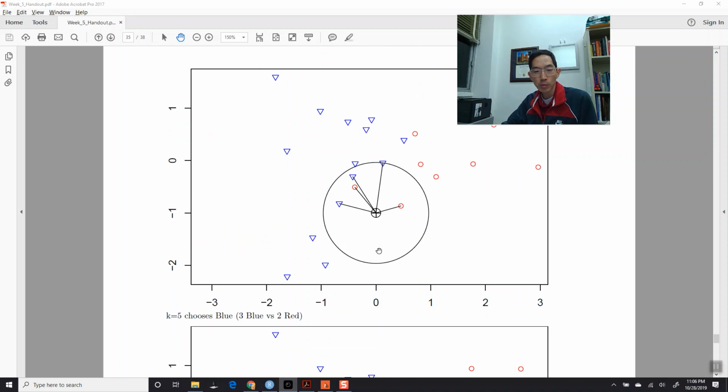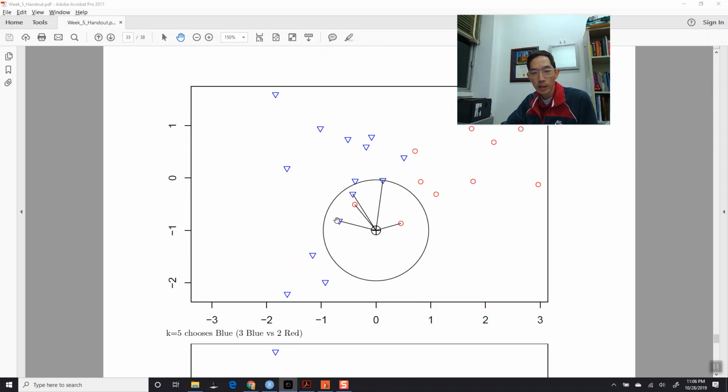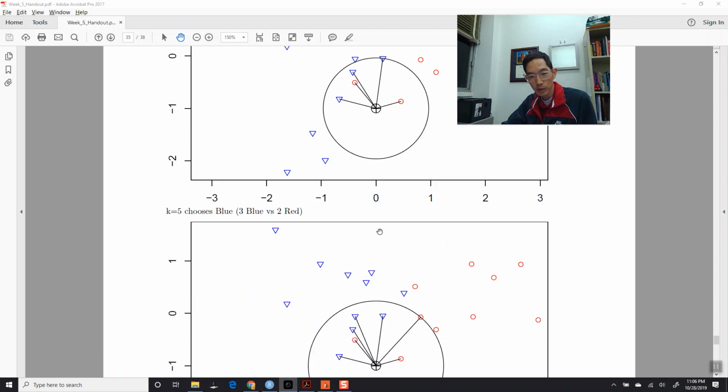Okay, if I go up to k equals 5, I've got 3 blue. These are the 5 closest neighbors. I've drawn a circle around it. We can see this one was almost there, but this one was indeed closer. So we got 3 that are blue and 2 that are red inside this circle. So with k equals 5, we're going to classify this as blue.